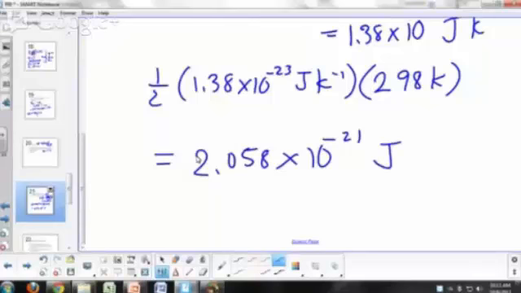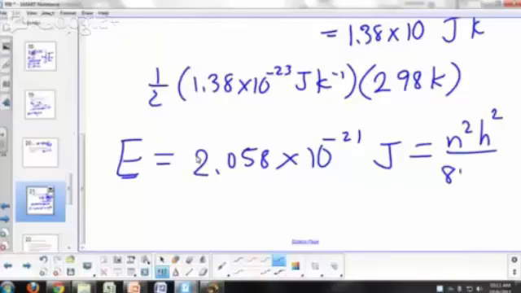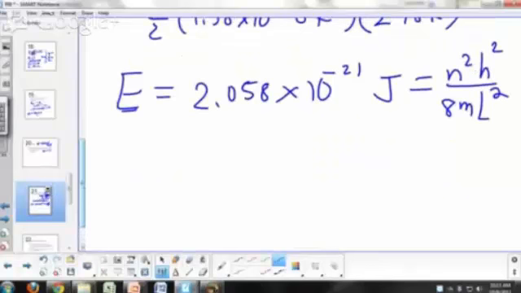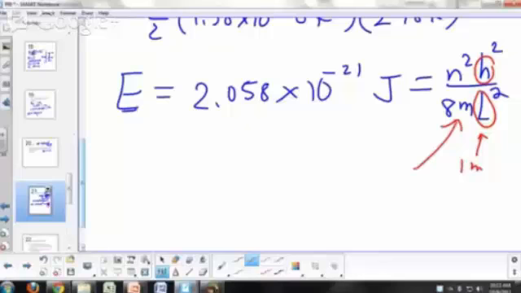All right. What's N for that? So let's say that's the energy of your helium atom. That's going to be equal to N squared h squared over 8mL squared, right? We have a 1-meter box, so L is 1 meter. We know the value for h. We know the mass of helium. What's the mass of helium? Let's just say 4.00 atomic mass units. You have to change that to kilograms.